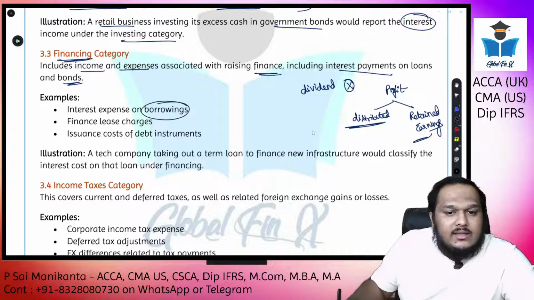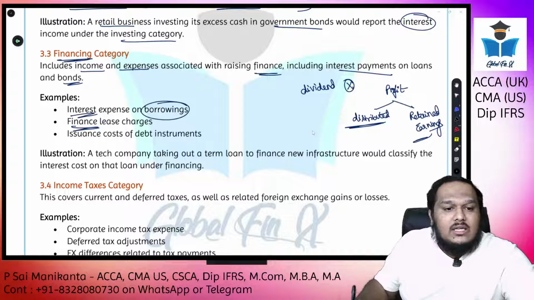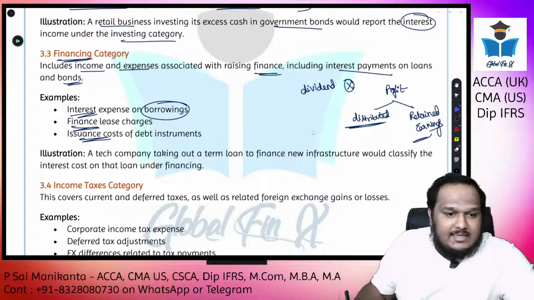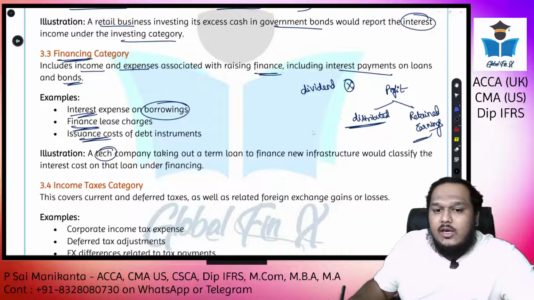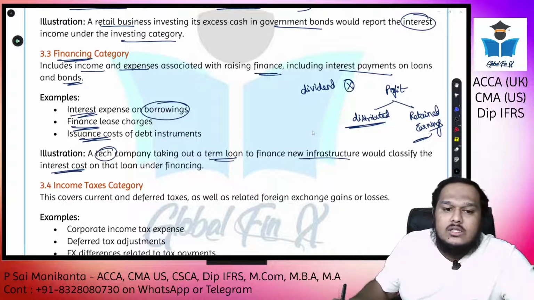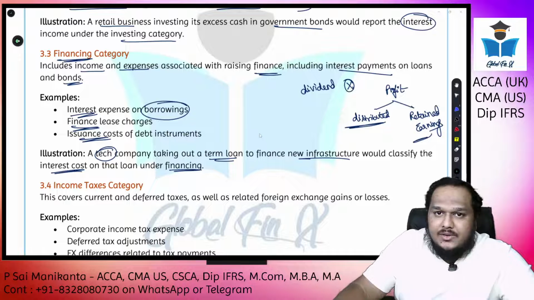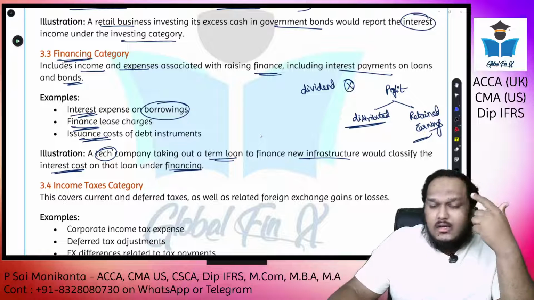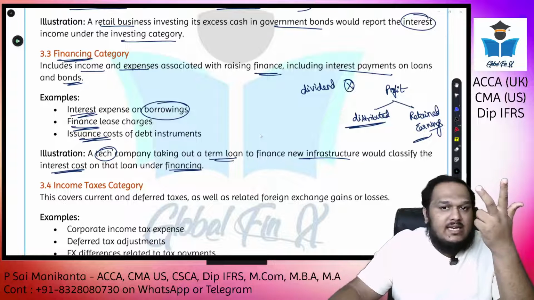If you borrowed anything from outside, then the interest, financing cost, and issuance cost of the debt instruments, all of this will be in the financing category. Like a tech company taking out a term loan to finance new infrastructure would classify the interest cost under financing activity. Okay. So what are the three activities? Operating, investing, and financing activities.